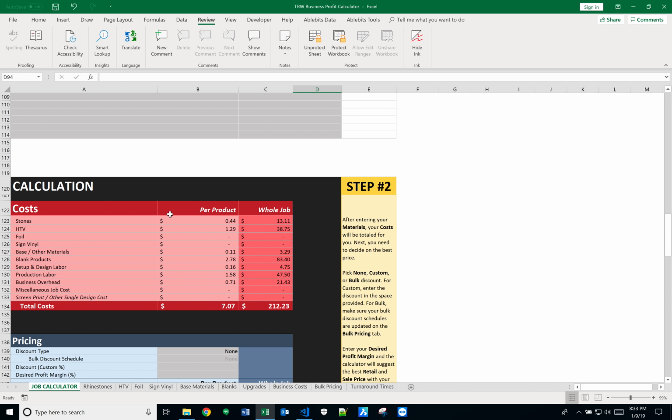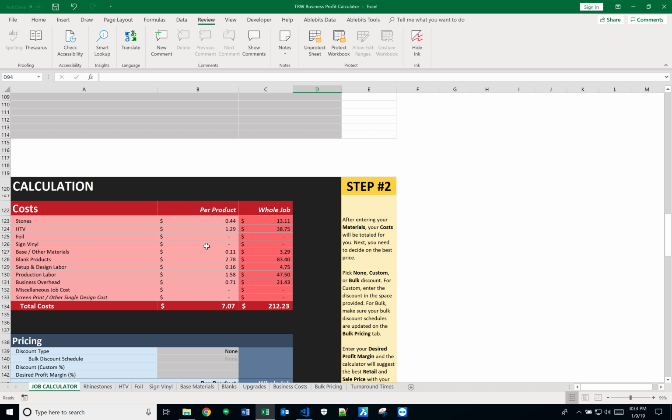Okay, so we've put in all our materials. The next section is going to actually be performing calculations. So the first thing we need to consider is our costs. What are our costs for this order? Well, there's the cost per product here. You can see there's 2 columns, and the cost for the whole job. So each line, we can see our materials. We have our stones here. Per product, it's 44 cents. And then the whole job, if we multiply that by 30, ends up being $13.11.